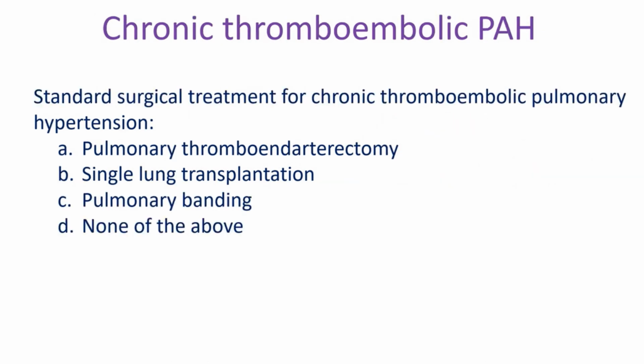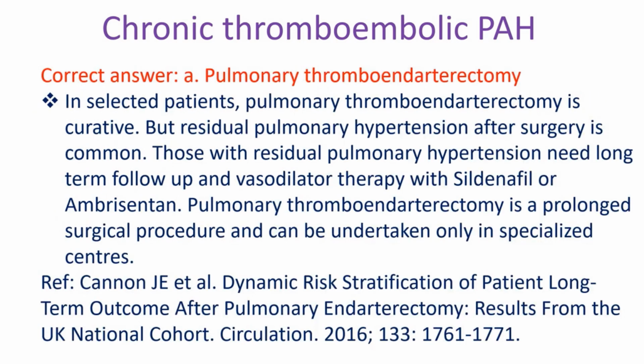Standard surgical treatment for chronic thromboembolic pulmonary hypertension: A. Pulmonary thromboendarterectomy, B. Single lung transplantation, C. Pulmonary banding, D. None of the above. Correct answer A. Pulmonary thromboendarterectomy.